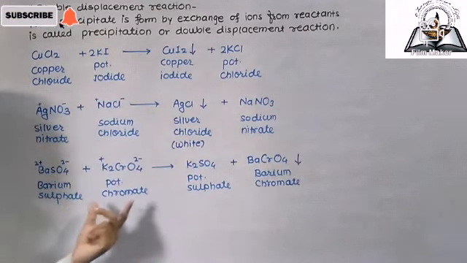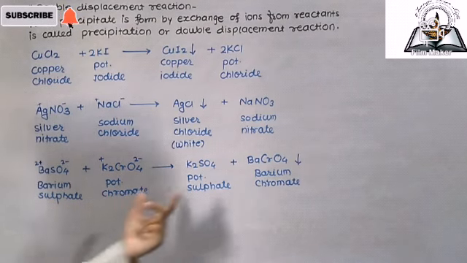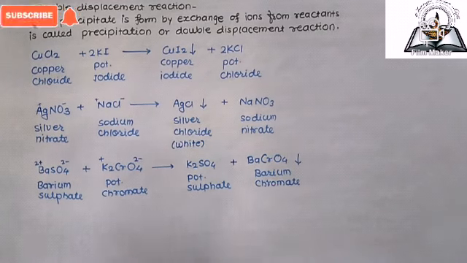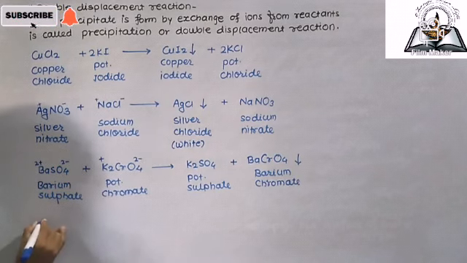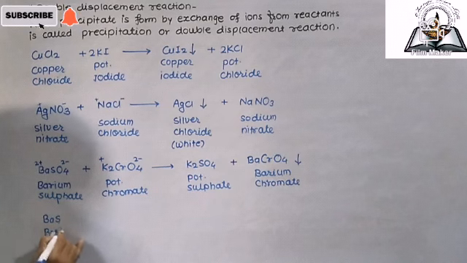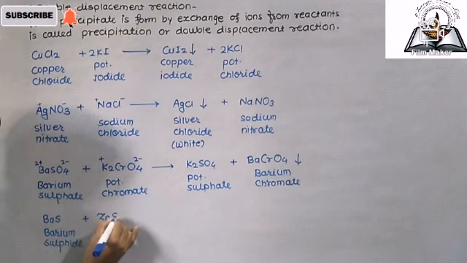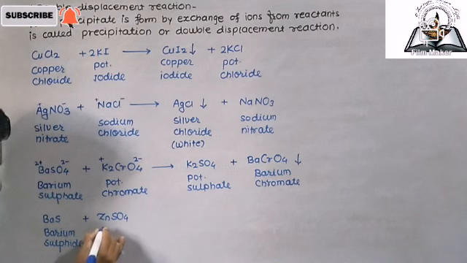Next one, barium chloride plus potassium chromate gives K2SO4 or barium chromate. This is another example of the double displacement reaction. If we look at one more example, like barium sulfate plus zinc sulfide, giving barium sulfide plus zinc sulfate. Barium sulfide is BaS. So barium sulfide treated with zinc sulfate, ZnSO4, that is zinc sulfate.